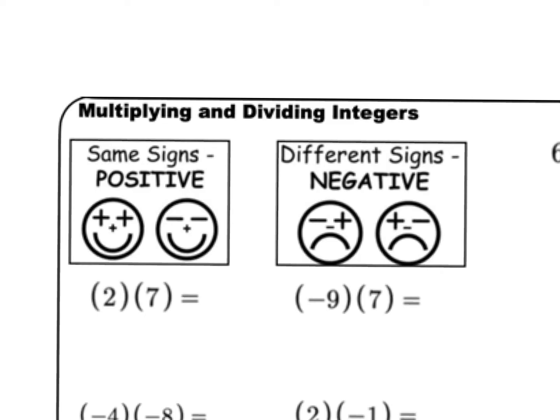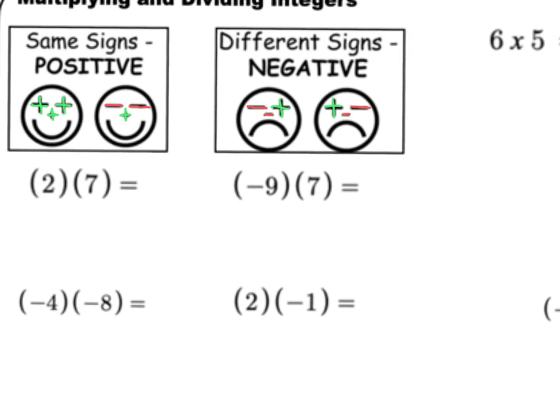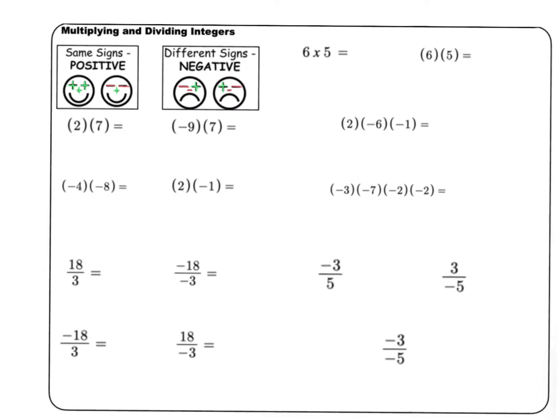If we're looking at two things that are the same sign, if you are multiplying or dividing a positive times a positive, you're going to get a positive result. Likewise, if you multiply a negative times a negative or divide a negative by a negative, you're going to get a positive result. The only time it's going to be different is if you multiply or divide a negative times a positive or a positive times a negative. That's going to give you a negative result. If it has different signs, it's negative. Same signs, it's positive.